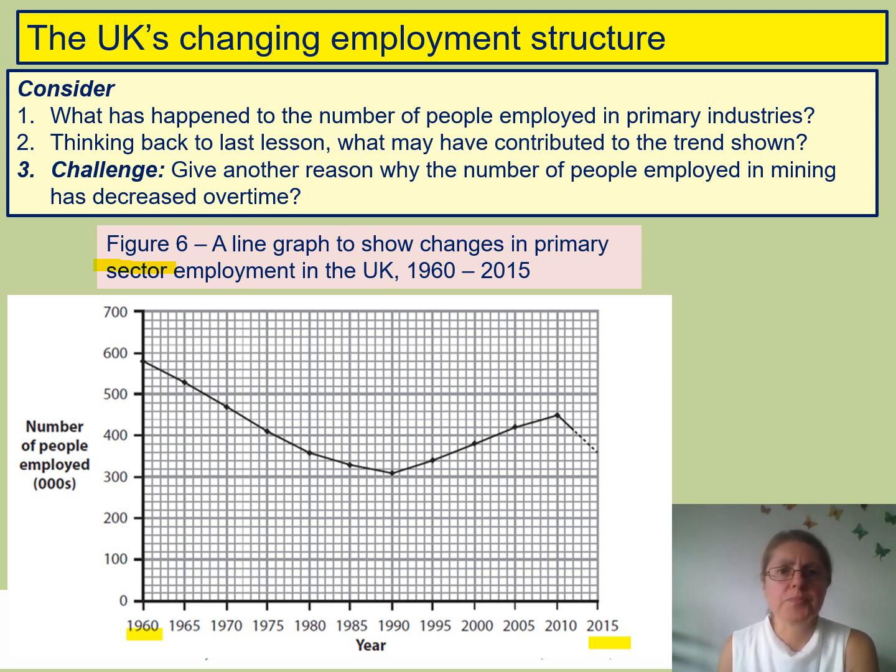Let's read the questions. Question 1. What has happened to the number of people employed in primary industries? Can you include the general trend over time? Are there anomalies? What do we mean by anomalies? That's right, the data is different to what we would expect. Use the numbers and data to support your answer. Press pause now to answer these questions.